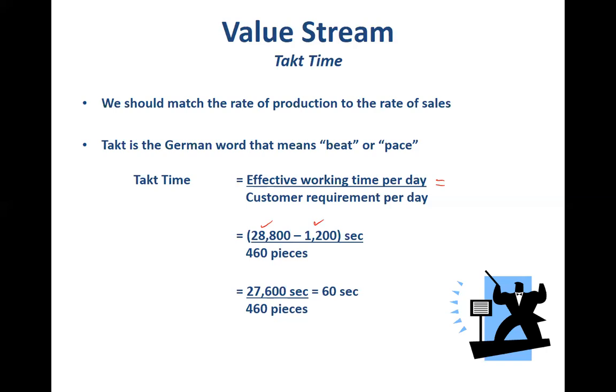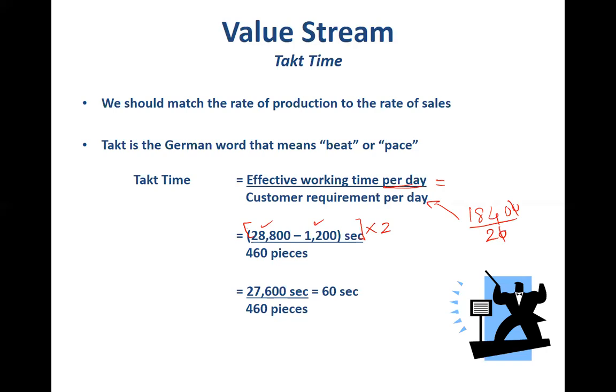So this is per shift information that we have in the numerator. If I have to take it as per day, I would have to multiply this by 2. And customer requirements per day is something which we are aware of. We have 18,400 products that we have to make for the customer, and we know that in the particular case we are operating for 20 days.